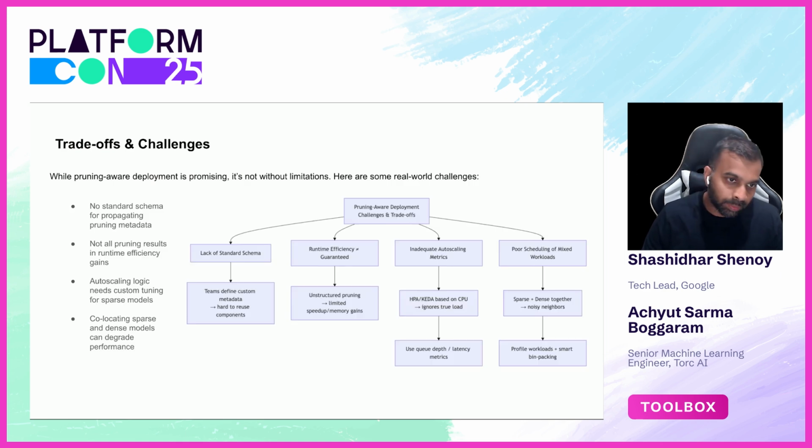Okay, like any other system, the discussion is not complete without acknowledging and discussing the trade-offs and challenges. We have discussed how we can leverage the existing Kubernetes constructs. But one thing that we want to point out here is that there is no canonical or standard way of doing things. This means that the engineers have to get creative. For example, in our case, we are using model sparsity as a guide for making the infrastructure pruning aware.